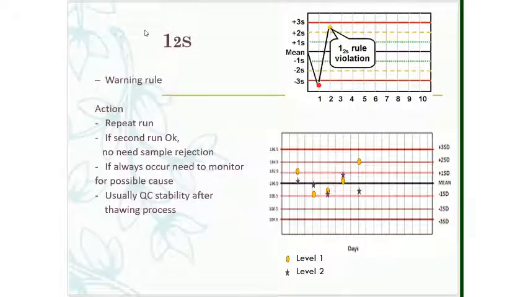How about 12S? It means that one QC data has violated plus minus 2 SD, yeah, as shown in this example or this example. So this is the warning rule. What is the action? We need to repeat the run. If the second run is okay, then we don't need to reject the run. We can just release the patient's result. However, if it always occurs, then we need to monitor for possible causes. Usually, maybe because of the quality stability after the thawing process.